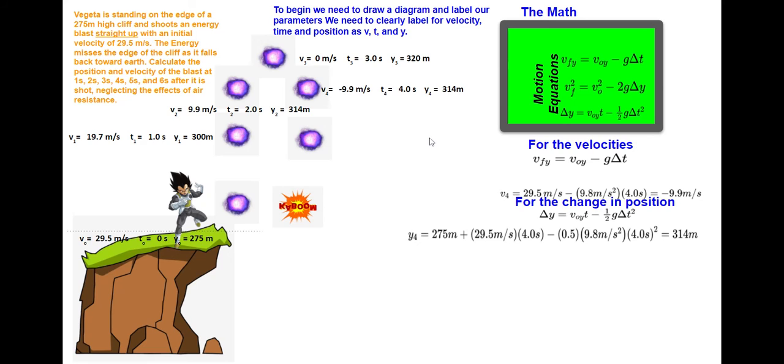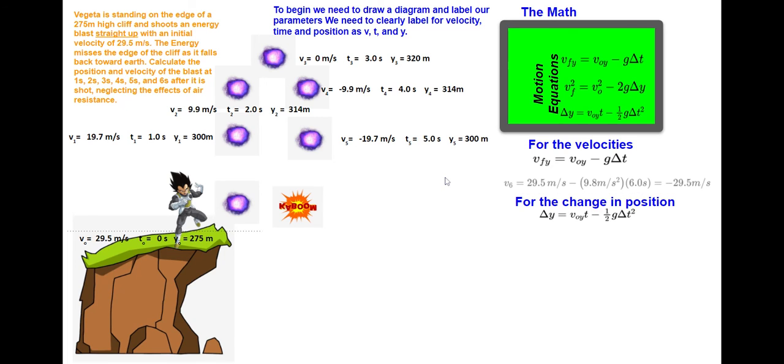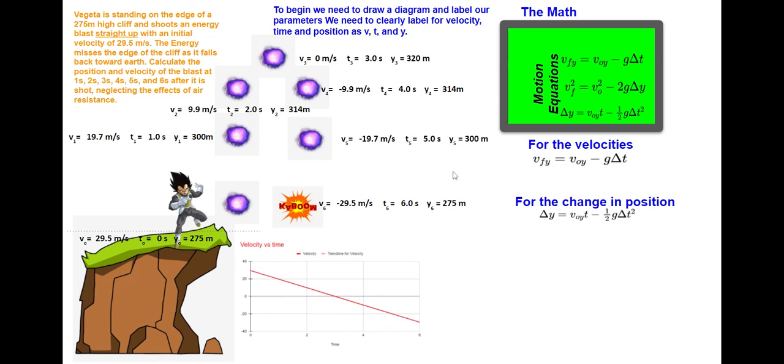So as we continue to go through it, you notice the trend. To look at the energy blast going up, and then it going down, and then now we're at 6 seconds, and notice that the energy blast is right back to where it started. This is a velocity versus time graph showing the velocity, and notice that it's always constantly decreasing because gravity is pulling it downward.